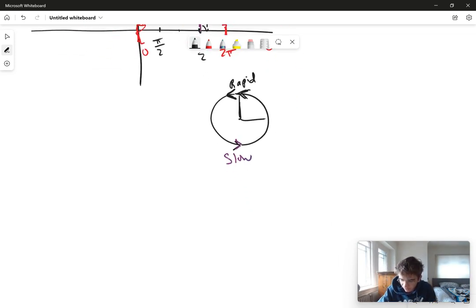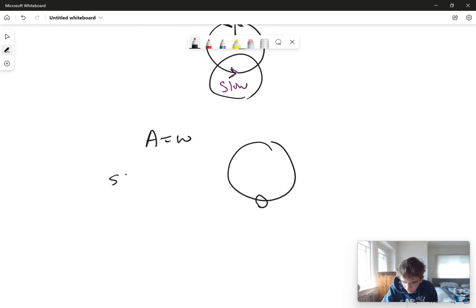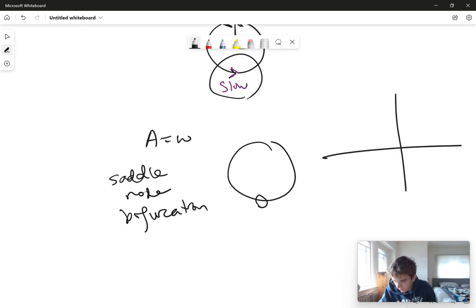And what's going to happen is in this slow region, the flow is going to get slower and slower and slower, and then eventually a fixed point is going to be born when A is equal to omega. We can see that the fixed point will actually be born here in the saddle node bifurcation. And then we can see on our physical diagram, we're going to have something that looks like this. Okay, and so here's my fixed point, which has just popped up at omega equals A here.